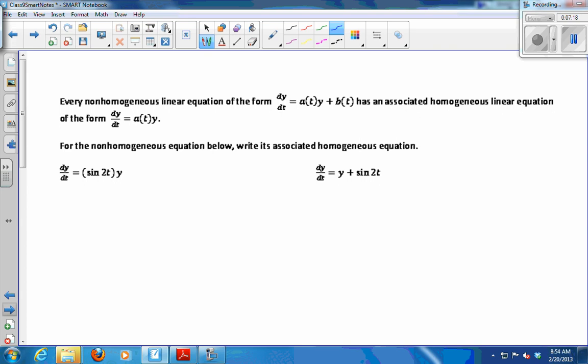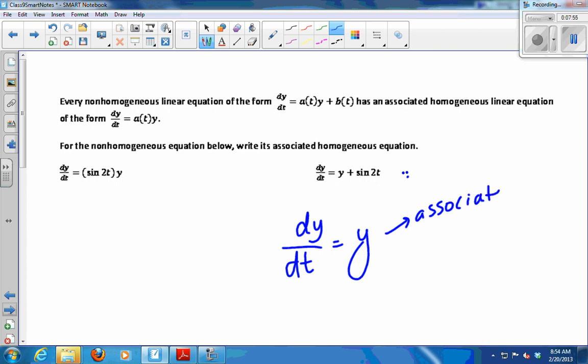All right, every non-homogeneous linear differential equation, dy/dt equals A of t times y plus B of t, has an associated homogeneous linear equation, which is just the equation where you drop the B of t. We call that the associated homogeneous equation. So this was our non-homogeneous equation, right? So the associated homogeneous equation would just be dy/dt equals y. You just drop the B of t.